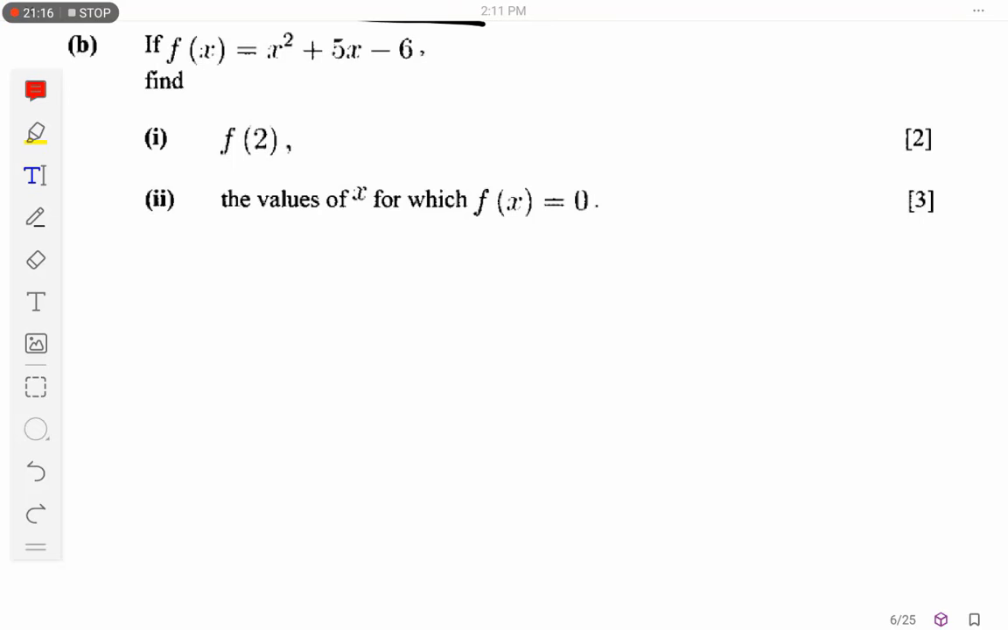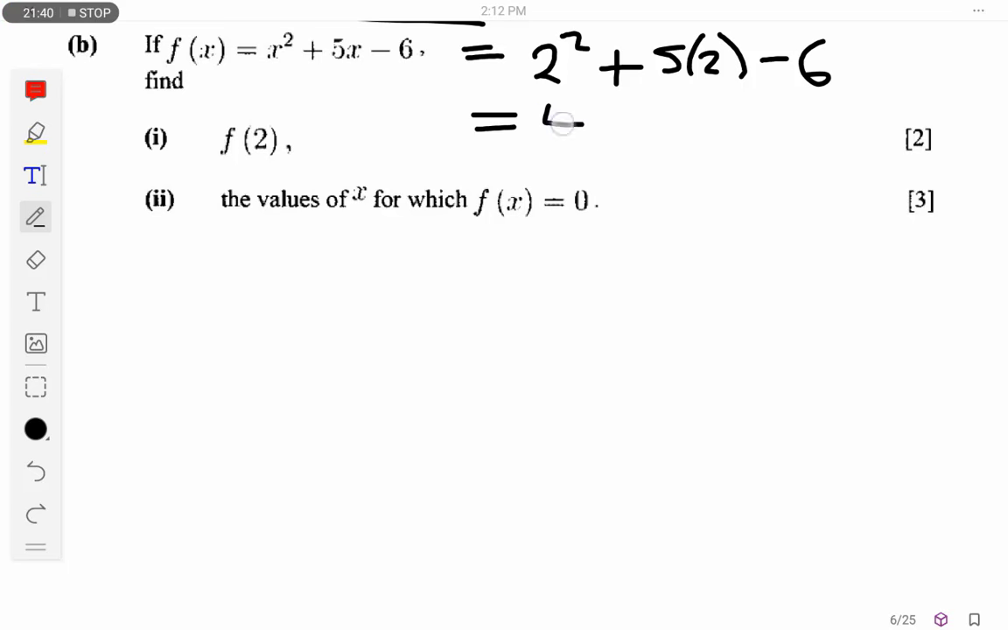f of x is given as x squared plus 5x minus 6. Find f of 2. So we are just substituting. Where we have x, we put 2. So we come to our equation and substitute. This is going to be equal to 2 squared plus 5 times 2 minus 6. So we are getting 4 plus 10 minus 6. This is equal to 14 minus 6. We get 8. So that's the value of f of 2.